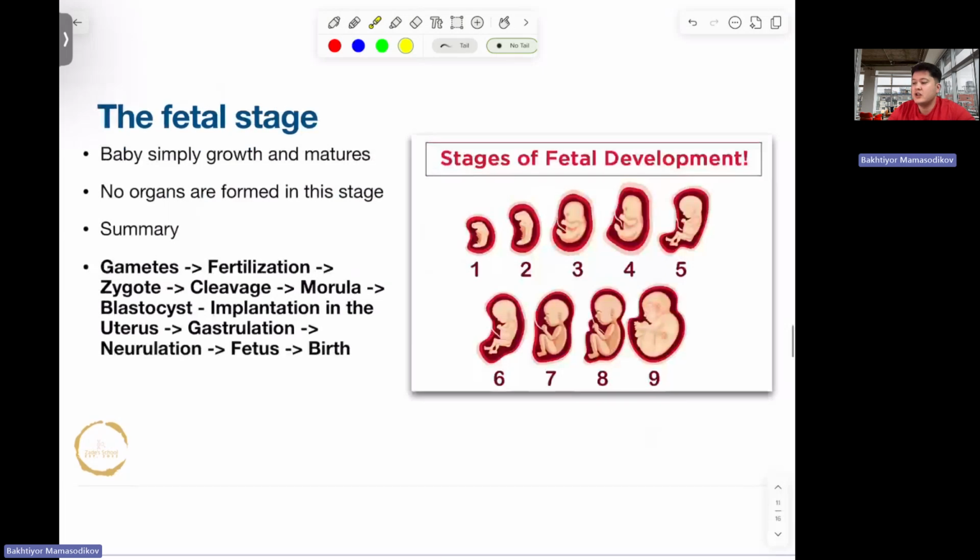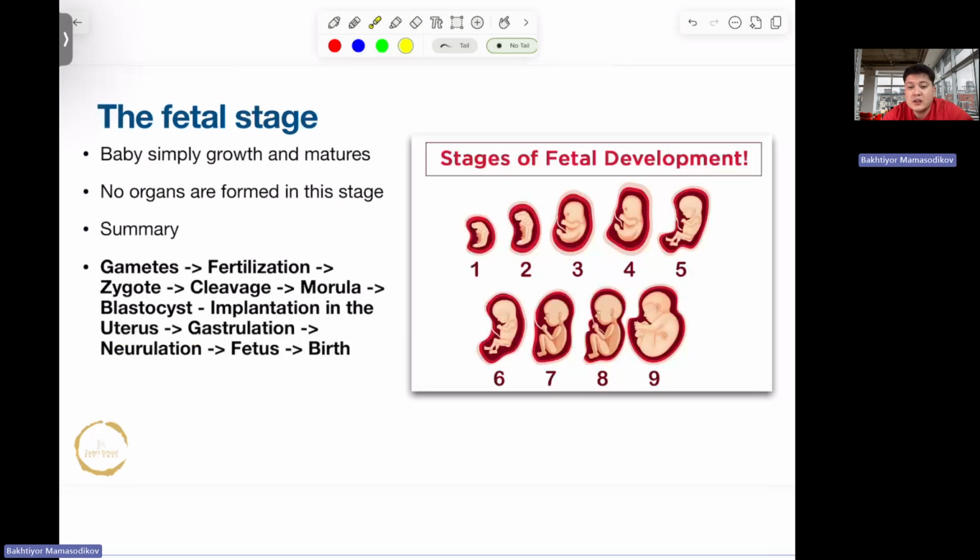So the fetal stage starts after the embryonic stage, after 2 months. The baby simply grows and matures in this stage. No organs are formed. All the organs are formed until the 8th week.